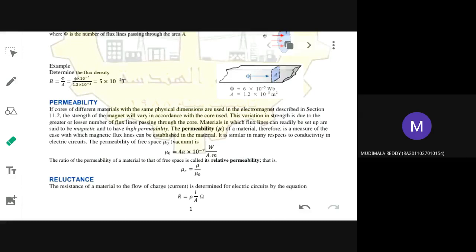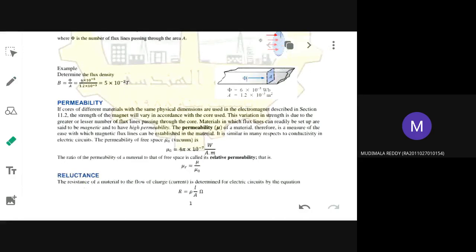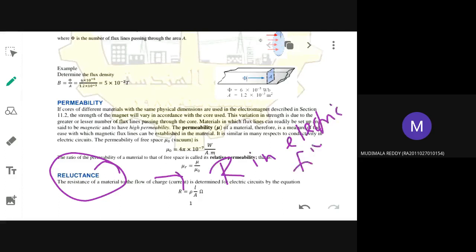Next thing that you need to discuss is reluctance. Reluctance is similar to R in your electric field. So what does R represent in the electric field? That is resistance. What is the meaning of resistance? It opposes the flow of current. It is the opposition offered against the flow of current.